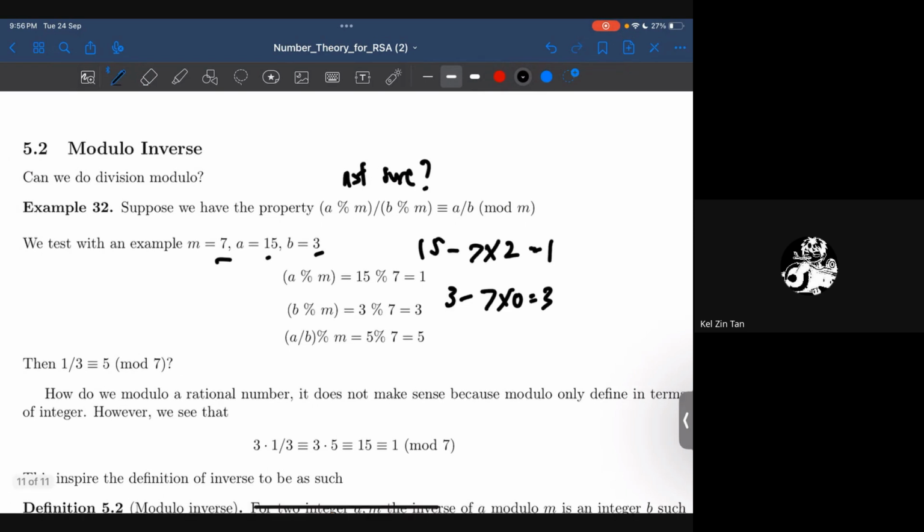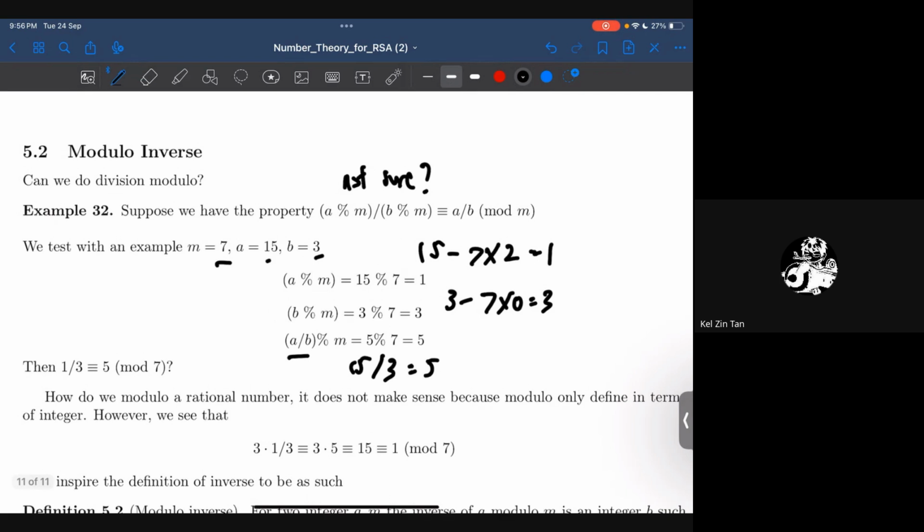And then if we do the other side first, if we do a divided by b first, then 15 divided by 3 will become 5. Then 5 modulo 7 will also be equal to 5. Then if this is true, we will have that 1 divided by 3 is equal to 5 modulo 7. But here we have a problem. With modulo, we have always been working in integers, but 1 divided by 3 is not an integer. This is a rational number. How do we even say this?